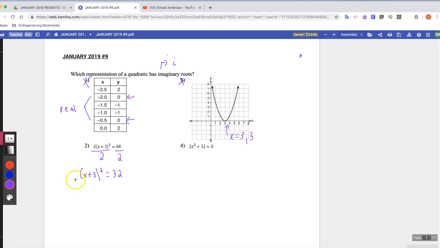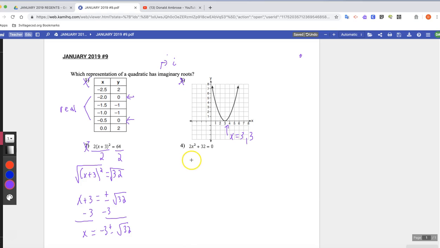To then get rid of the squaring, we could square root both sides, and we would get x + 3 equaling, and you have to remember, technically we should have plus or minus the square root of 32 on the right side, and then to finish off solving for x, we would subtract 3 from both sides, and we would have x equaling -3 plus or minus the square root of 32. But you'll notice in this final solution here, there's no i, so technically choice 2 is not the answer.